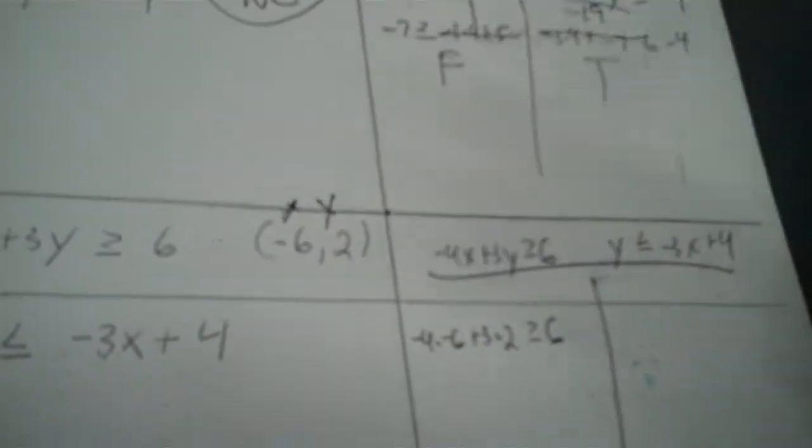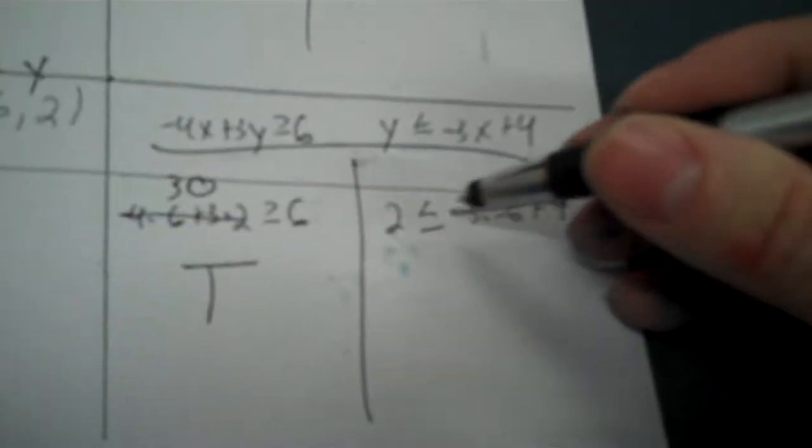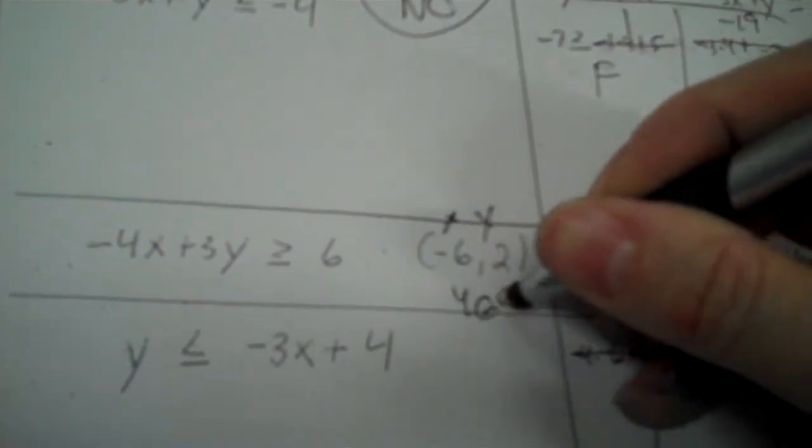Well, that's 24 and that's 6. 24 plus 6 is 30, okay? Now over here, y would be 2. Negative 3x would be negative 3 times negative 6 plus 4. That's 18. Plus 4 would be 22. Bigger number is being eaten. Bigger numbers being eaten. Come to Papa. It's both true, so yes.